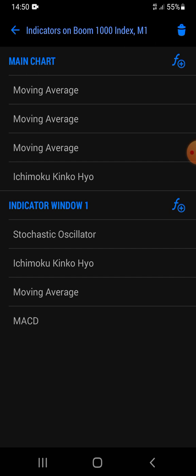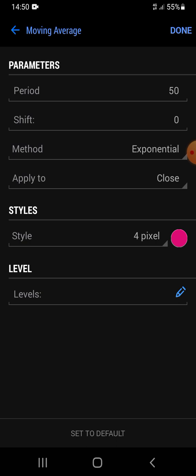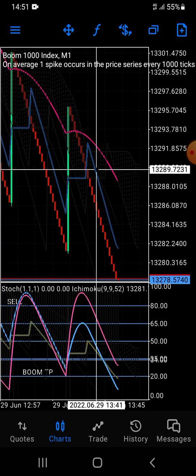When you want to add your indicators, go to your main window. You have this moving average, period 50. Method is exponential. Apply to close. 4 pixel. I choose this dark pink color. You click done. This is it here.